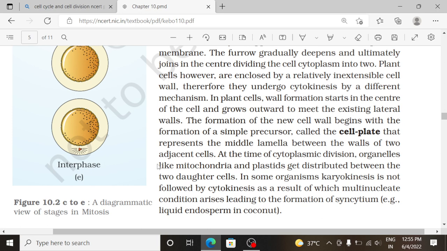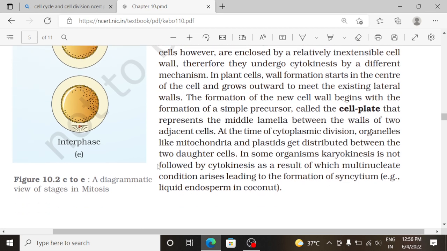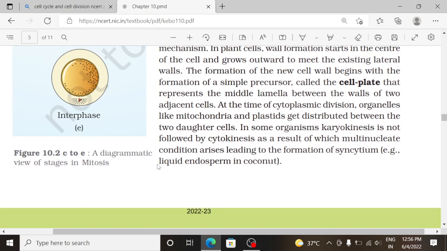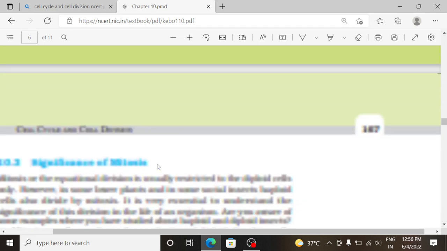At the time of cytoplasmic division, organelles like mitochondria and plastids get distributed between the two daughter cells. In some organisms, karyokinesis is not followed by cytokinesis, as a result of which a multinucleate condition arises, leading to formation of syncytium. Example, liquid endosperm in coconut.